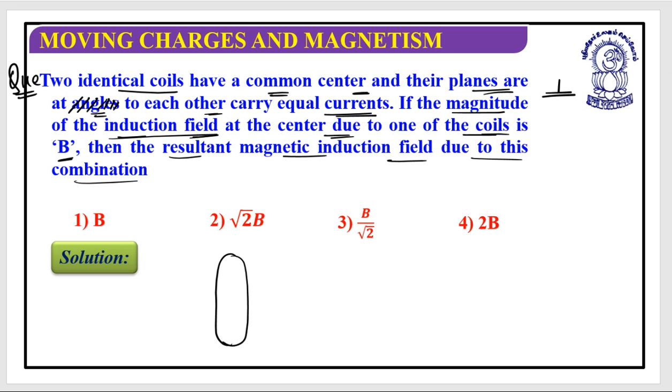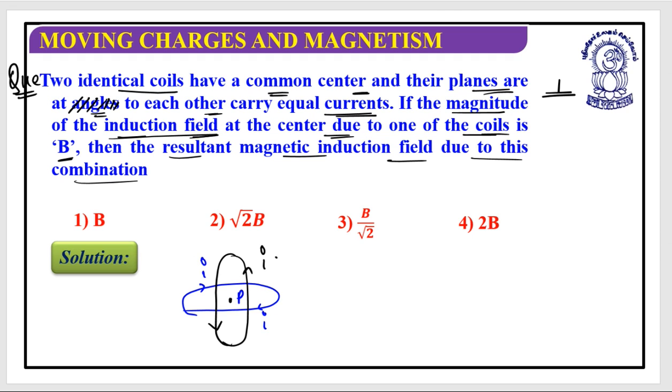Let's have a look. It is the first ring. Let's suppose this is its center and this is the second ring. For the first ring, let's suppose current is flowing in this direction. This is I. And for the second ring, let's suppose current is moving in this direction. You require a magnetic field at point P.